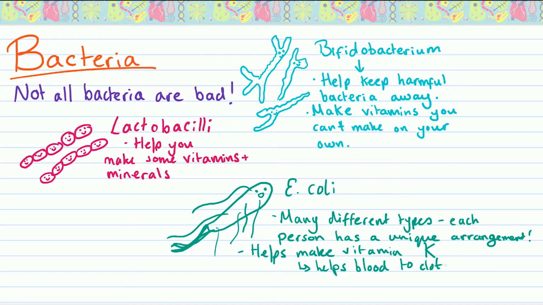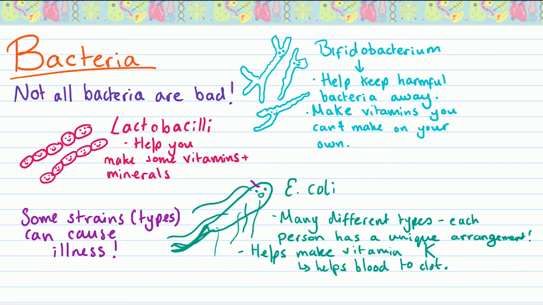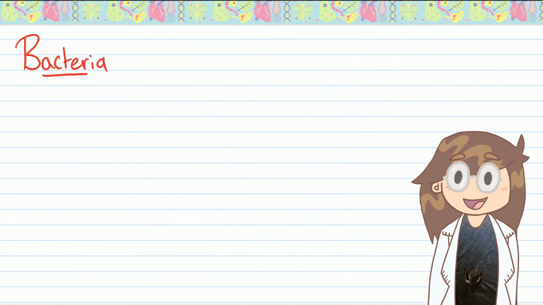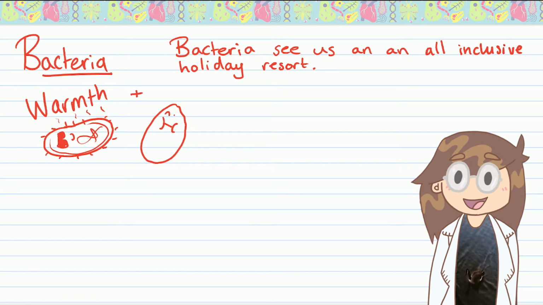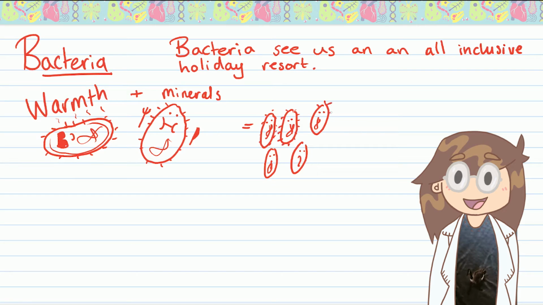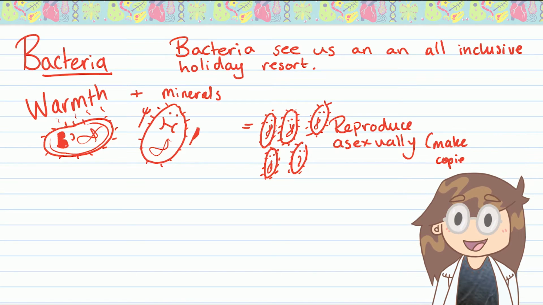However, there are some less friendly strains of E. coli that can make you feel really unwell, so evil twins exist in the bacterial world as well as the human world. Bacteria just see us humans as walking all-you-can-eat buffet/holiday resorts. The warm, damp and food-rich environments our bodies provide is absolutely perfect for bacteria to be able to reproduce.